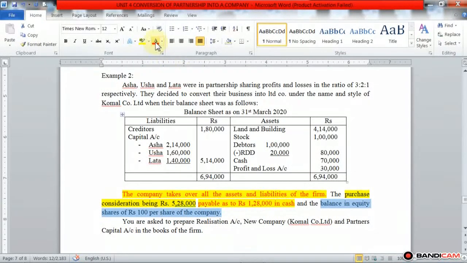So the purchase consideration is given to the partnership firm in the form of cash and in the form of shares. 1,28,000 is given in cash and the remaining balance, that is 4 lakh, is paid in the shares of the new company limited. Then here you are asked to prepare realization account, new company, that is Komal Company Limited account, and partners' capital account in the books of partnership firm.